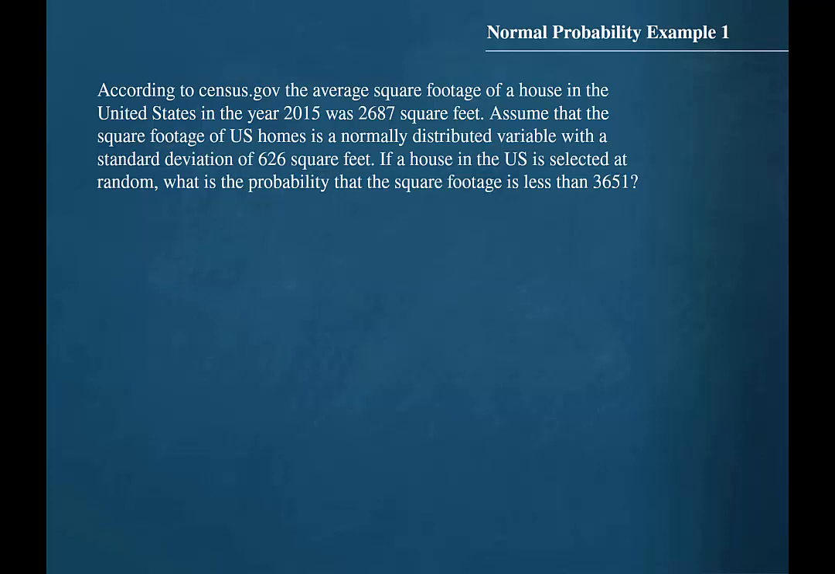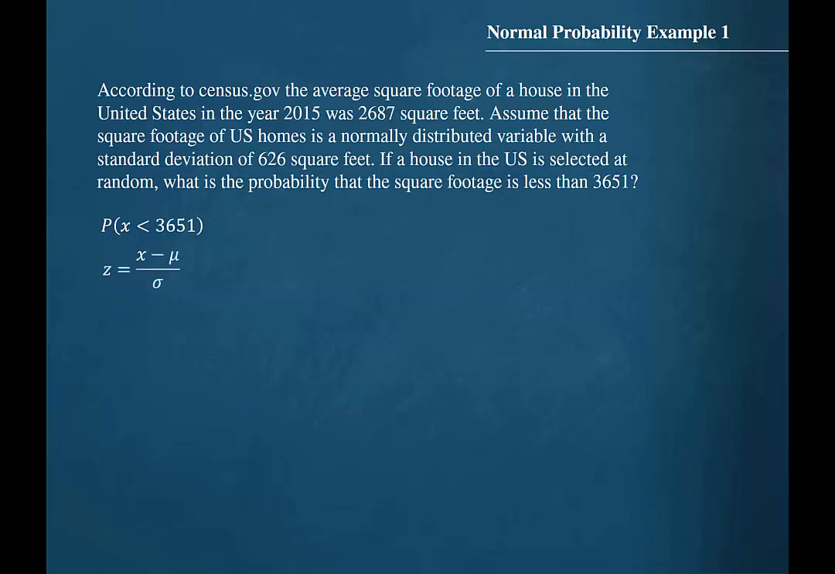According to Census.gov, the average square footage of a house in the United States in the year 2015 was 2,687 square feet. Assume that the square footage of U.S. homes is a normally distributed variable with a standard deviation of 626 square feet. If a house in the U.S. is selected at random, what is the probability that the square footage is less than 3,651? In probability notation, this would be expressed as the probability that the random variable x is less than 3,651.